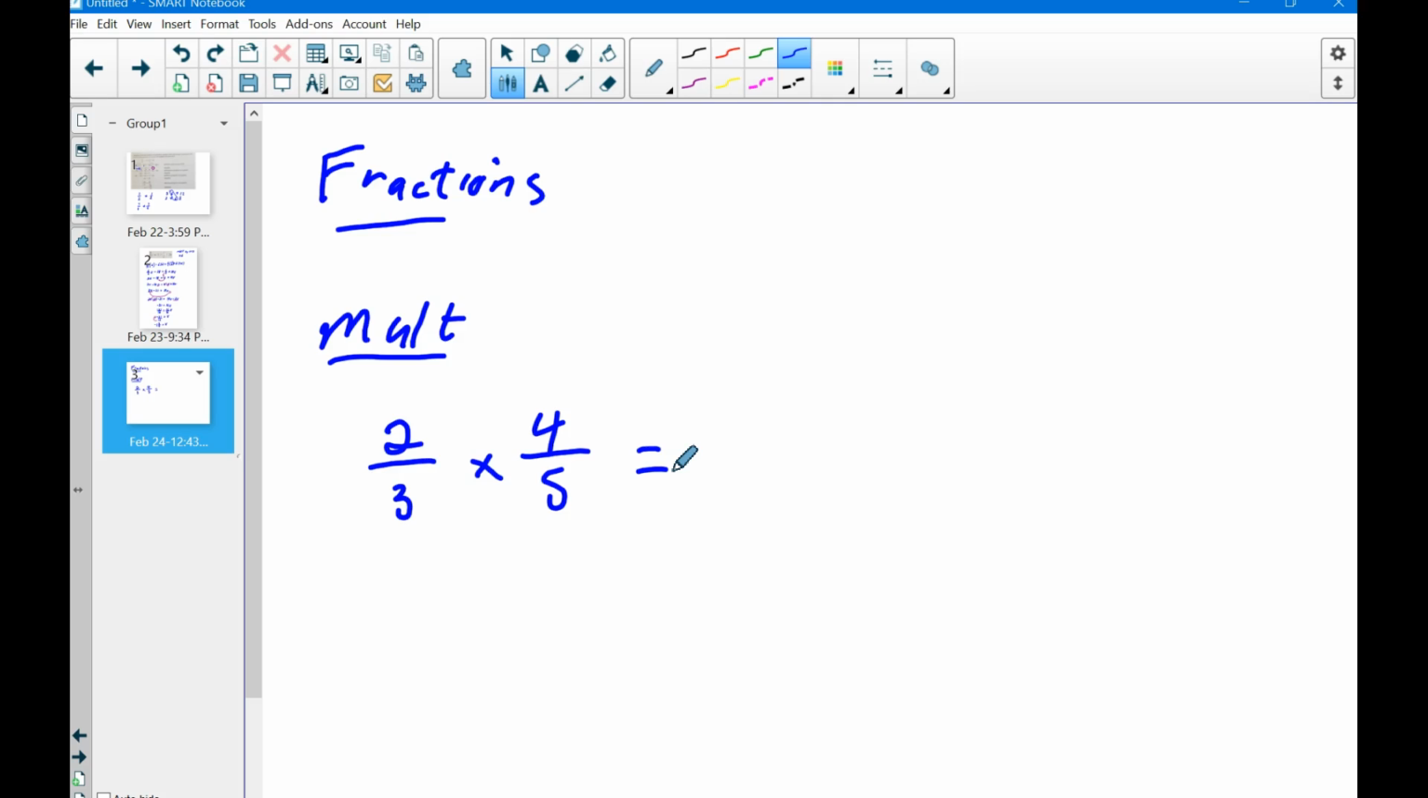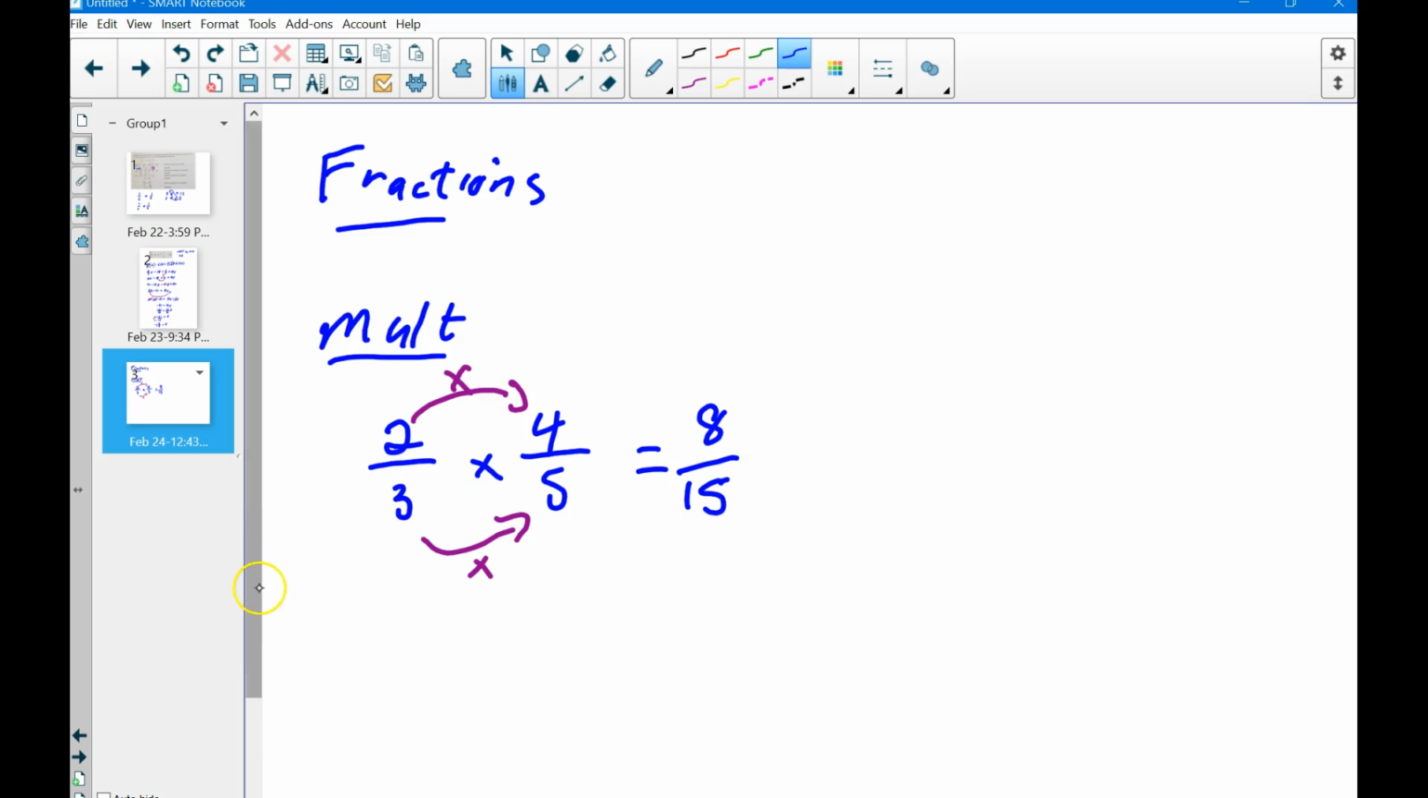And all you have to do is take the top, which is called the numerator. I hate big words. The top times the top, so multiply here, and the bottom times the bottom. Multiply that in there. And then you get a new number like this. 2 times 4 gives you 8. And 3 times 5 gives you 15. And that's multiplication. Wow.